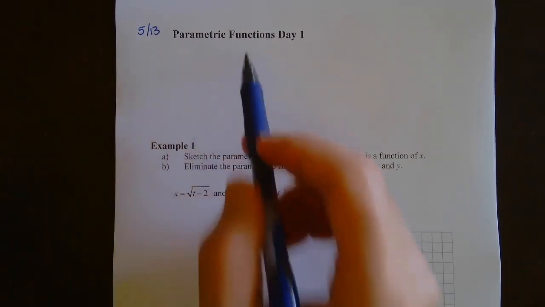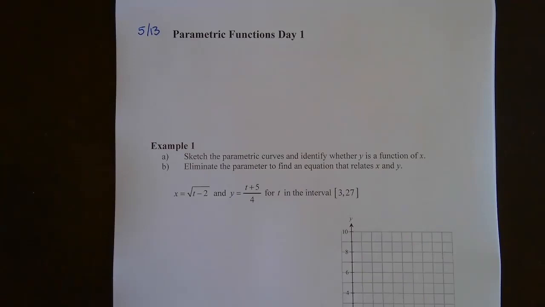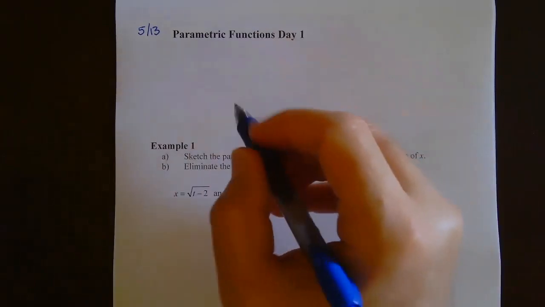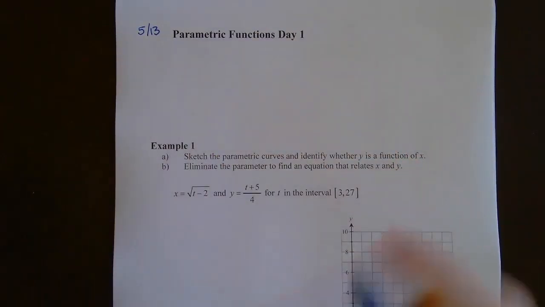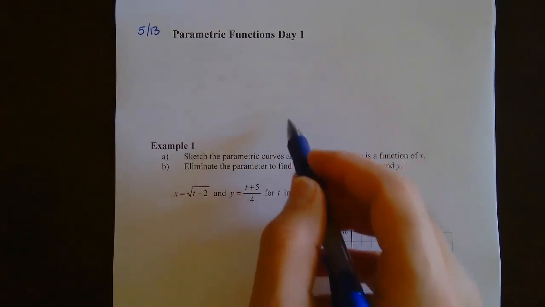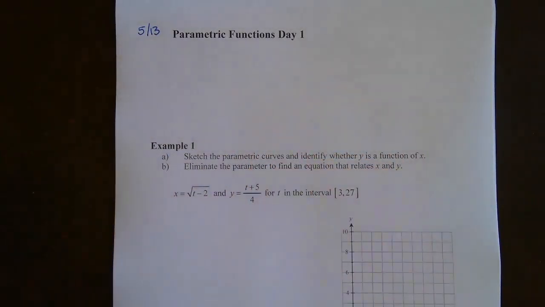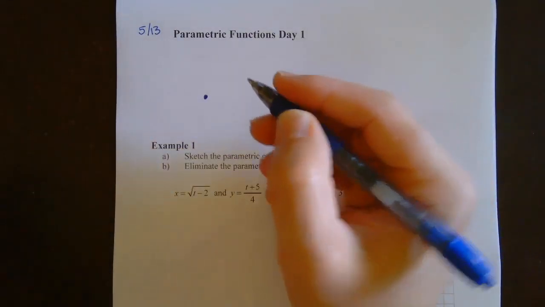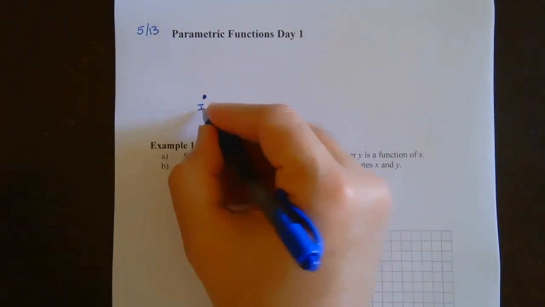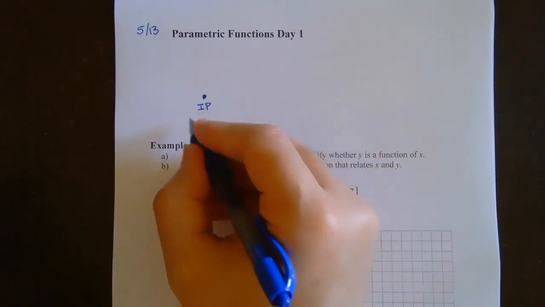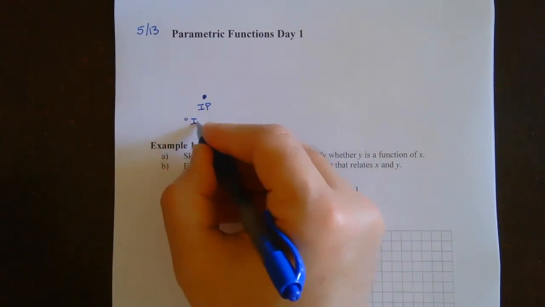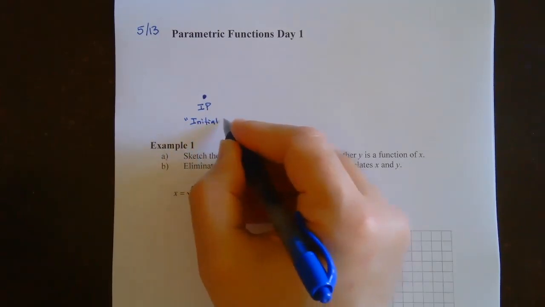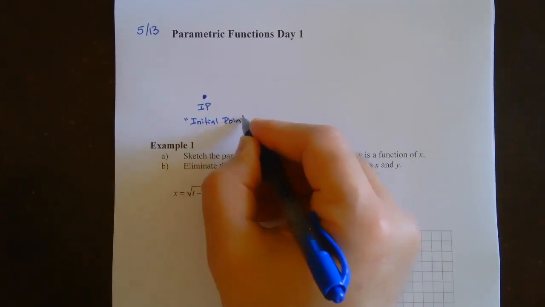But these actually come in three dimensions. If you want to know where a particle is, in space or on a plane, you need to know what the horizontal coordinate is and the vertical coordinate, and those depend upon time. So we're talking about movement of a particle. A particle could start right here. That's the starting point. Let's call that IP, because it's the initial point. That's what IP stands for.